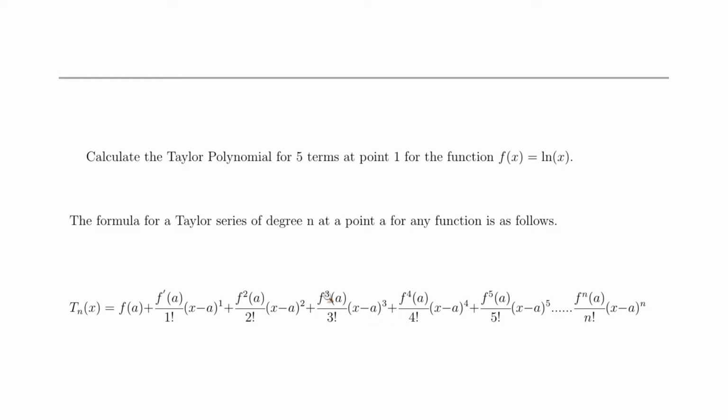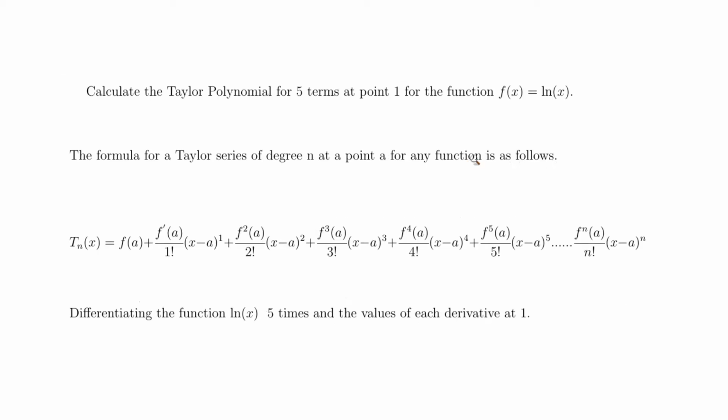Now you can see there's a pattern forming here. Here we had the third derivative, 3 factorial, cubed. Now we've got the fourth derivative, 4 factorial, to the power of 4. And after that we've got the fifth derivative, 5 factorial, to the power of 5. And that's the case all the way along. So what do we do next? The first thing we're going to do is differentiate natural log of x 5 times.